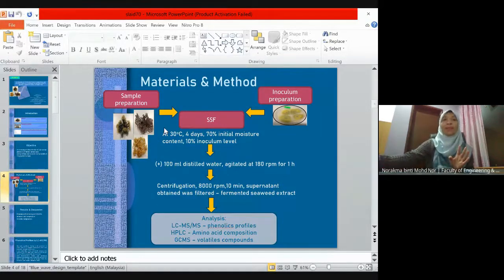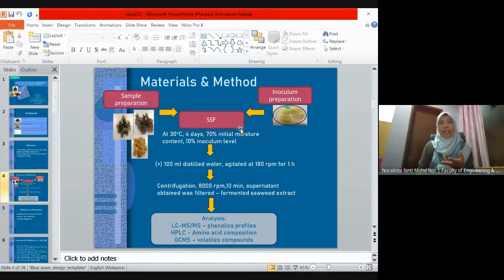Okay, for the materials and method, there are 3 samples used in this study, which is GF sample or green flower sample, PG sample or purple giant samples, and WG samples or white giant samples. The starter culture used is the Aspergillus oryzae, and solid state fermentation was conducted at optimum condition at 30 degrees C for 4 days, 70% initial moisture content with 10% inoculum level.